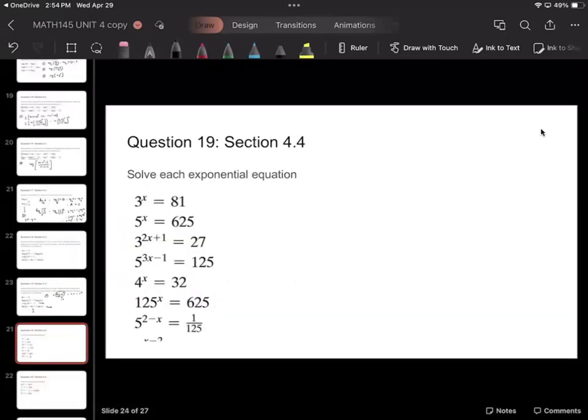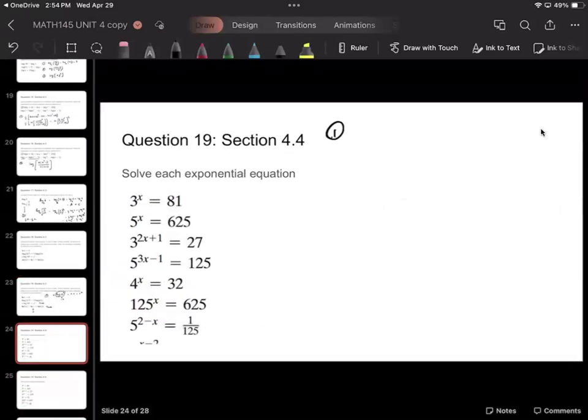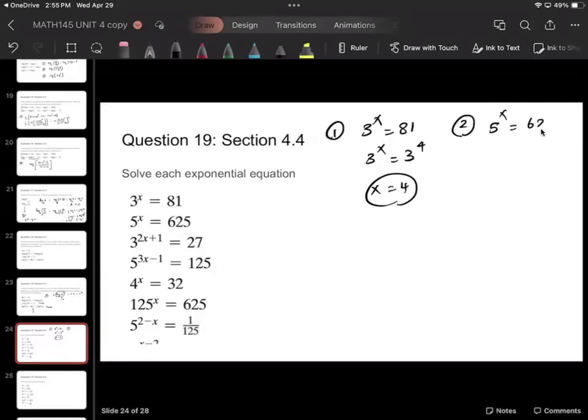Okay, let's solve some equations. First one, 3 to the power of x is 81. I rewrite 81 as 3 to the power of what? 3, 9, 27, 81. So 3 to the power of 4, which means x is equal to 4. 5 to the power of x is 625. What is 625? 5, 25, 125, 625. So 5 to the power of 4. So x is equal to 4.